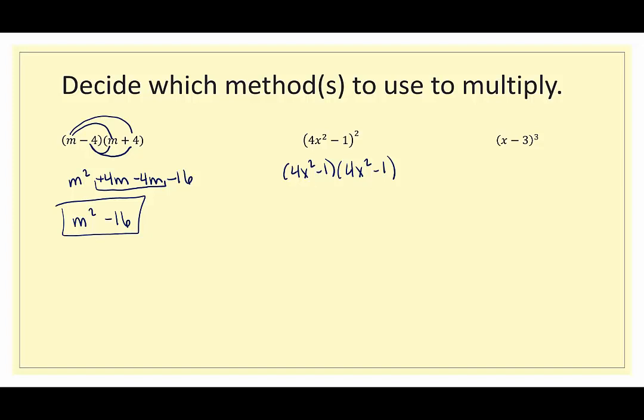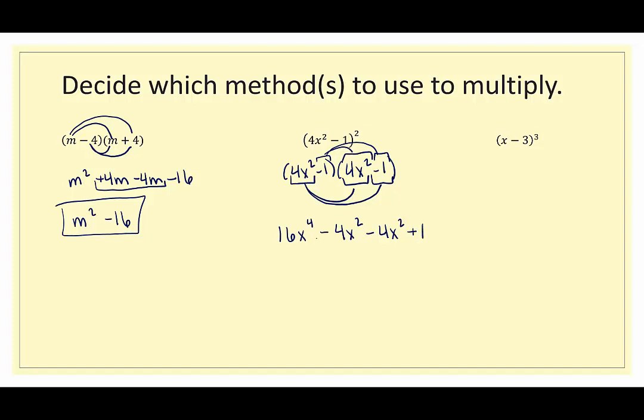So I'll FOIL, I have my first term here is 4x squared. I'm going to multiply it to 4x squared. 4 times 4 is 16. X squared times x squared is x to the 4th. Now I'm going to take the 4x squared and multiply it to the minus 1. That's just going to change the sign to a minus 4x squared. And then same thing here, I have a minus 1 getting multiplied to this 4x squared. That's also a minus 4x squared. Minus 1 times minus 1, a negative times negative is positive, and 1 times 1 is 1.